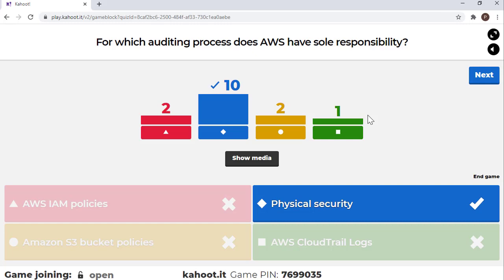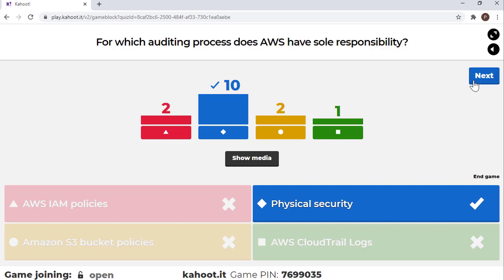Most of you got it correct. It is the physical security, which will be the sole auditing process that AWS has to do. The customers will not have access to the data centers or the physical security of the data center. For AWS IAM policy, it will be the customer's responsibility to ensure that the IAM policies are set correctly. So are Amazon S3 bucket policies and the CloudTrail logs. CloudTrail is mainly for auditing purposes, and all the logs are stored in a specific S3 bucket that is configured by the customer. So it will be the customer's responsibility.